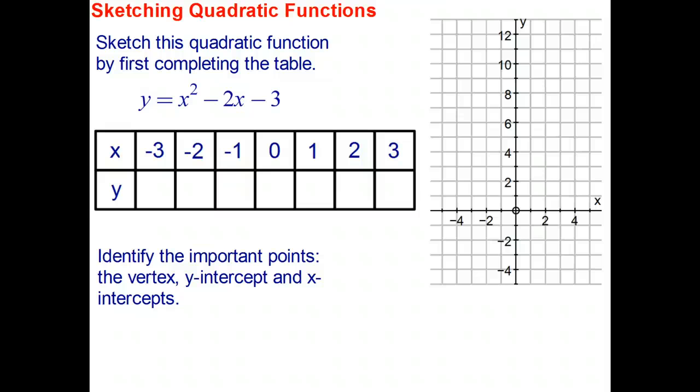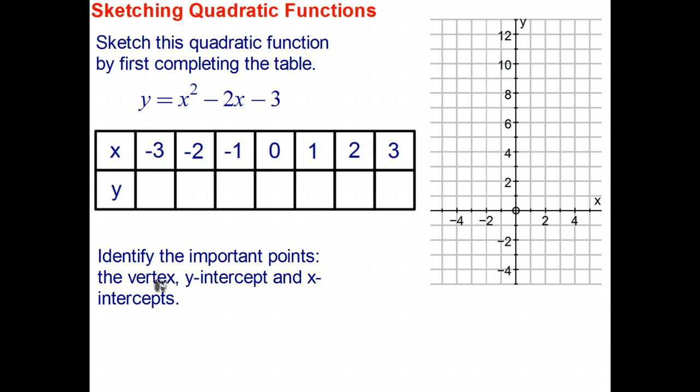G'day students. In this video we're going to look at a somewhat more complicated quadratic equation, and what we're going to do is fill in a table of values for this more complicated equation, and then once we do that we'll plot those points on the graph and then draw the graph of that quadratic function. Finally, we'll then identify the important points on the quadratic function.